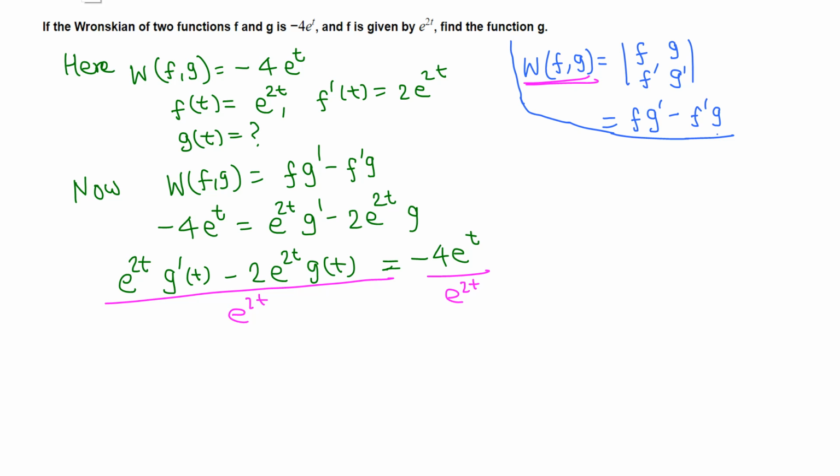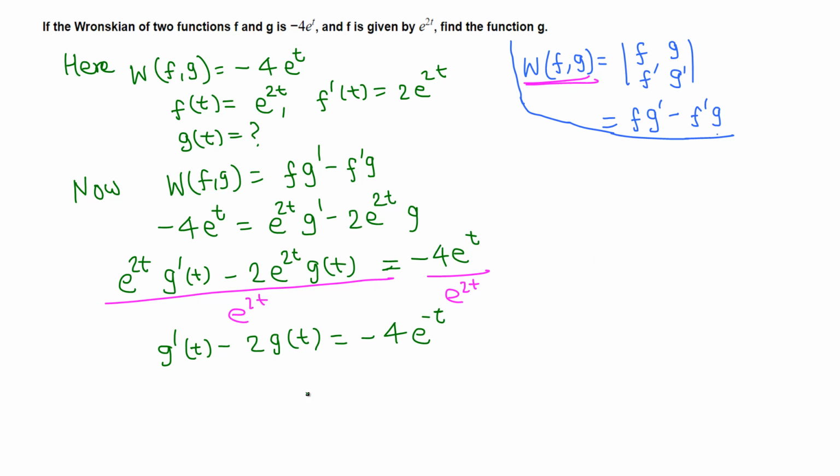Then we need to separate into two fractions. The e to t cancels, so g prime of t minus 2 g of t, the e to the 2t cancels, is equal to -4 e, one copy of t over two copies, so t minus 2t. So if we move e raised to -t, one copy of e^t cancels. Basically e raised to 2t is the same as e^t times e^t. When we multiply we add the exponents.